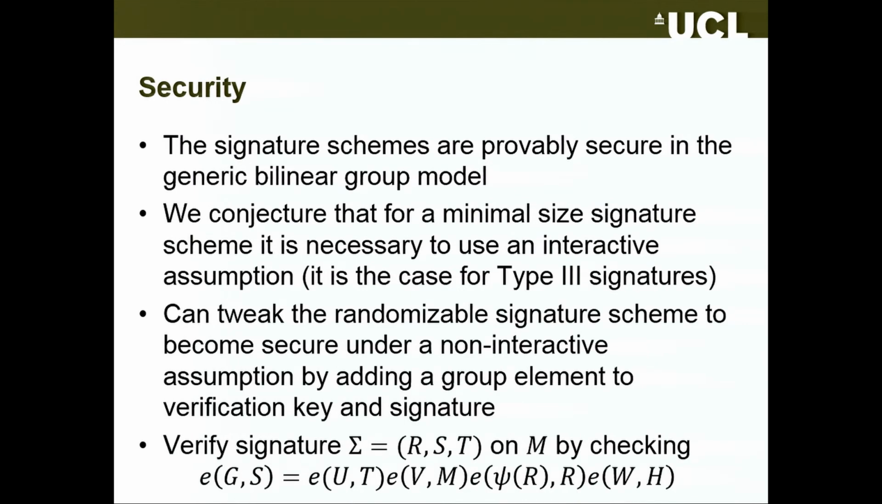And that we can do, so we can actually tweak the randomizable signature scheme such that it does become secure under a non-interactive assumption by adding a group element to the verification key and a group element to the signature. And then we get this verification equation, so we have this extra element T and this extra verification key element U, and that gives us a signature which is secure under a non-interactive assumption.